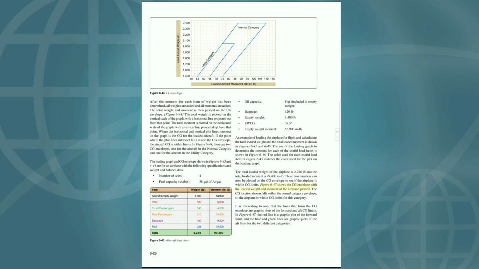Figure 6-47 shows the CG envelope with the loaded weight and moment of the airplane plotted. The CG location shown falls within the normal category envelope, so the airplane is within CG limits for this category. It is interesting to note that the lines that form the CG envelope are graphic plots of the forward and aft CG limits. In figure 6-47, the red line is a graphic plot of the forward limit, and the blue and green lines are graphic plots of the aft limit for the two different categories.